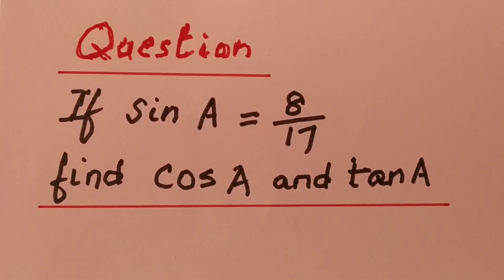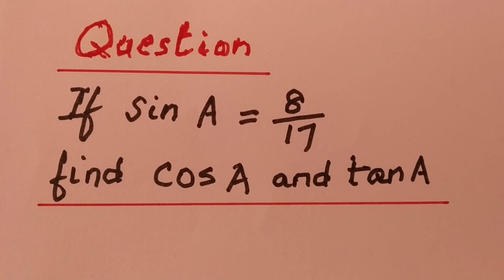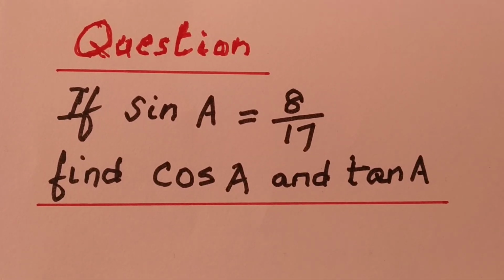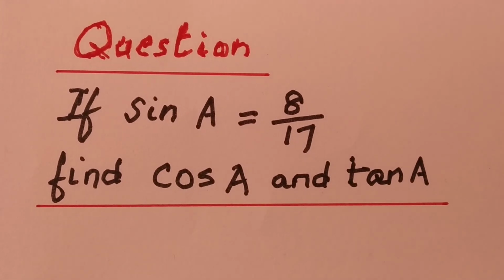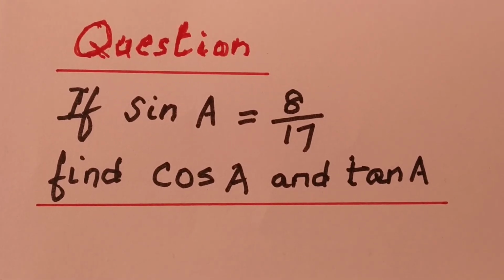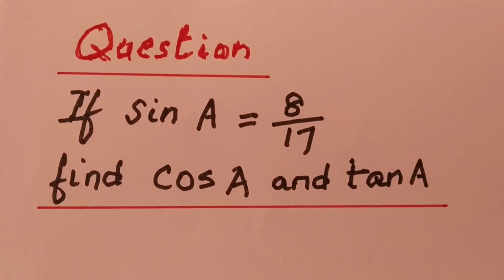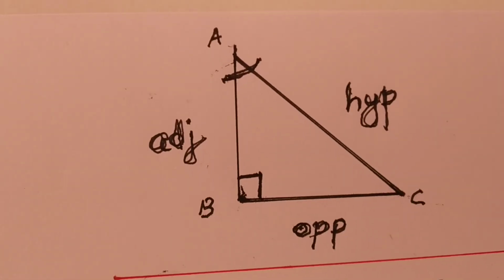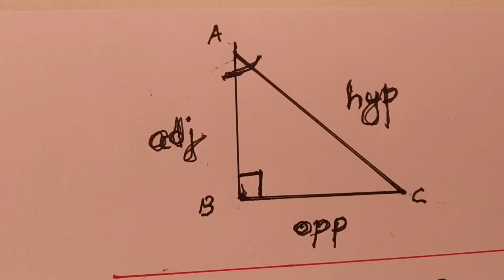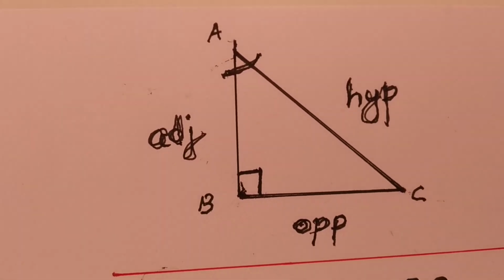So what is given is sin A, and we need to find cos A and tan A. For this question there is no figure given. If there isn't a figure, we will first have to draw a figure. I have drawn a right angle triangle for you. I have called it ABC.